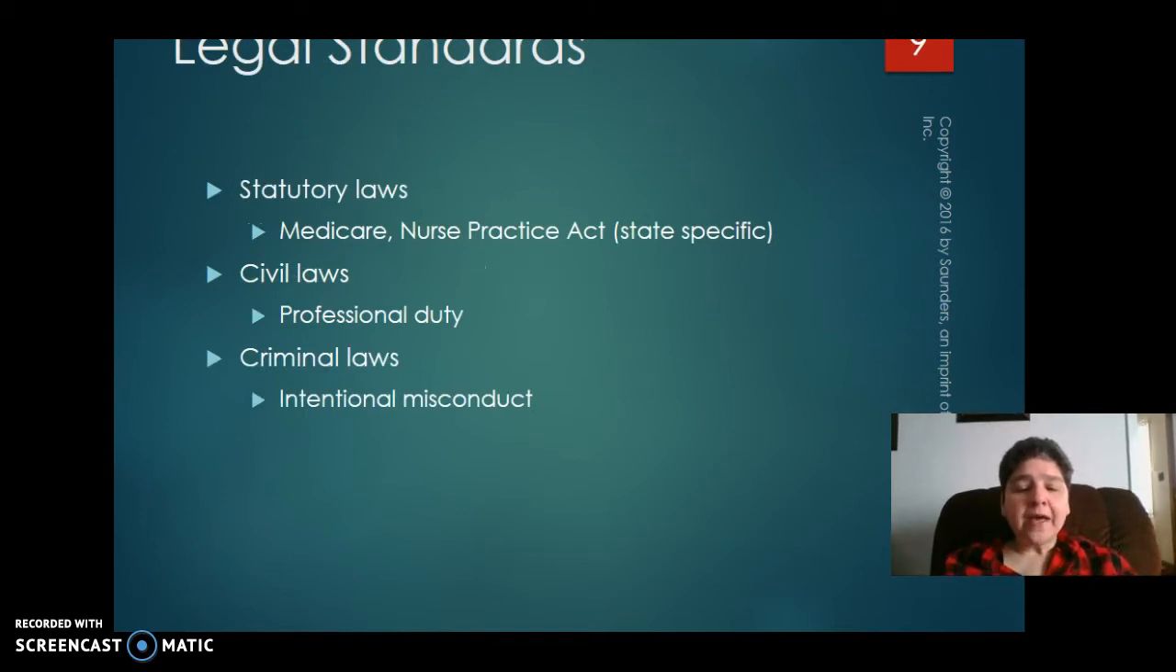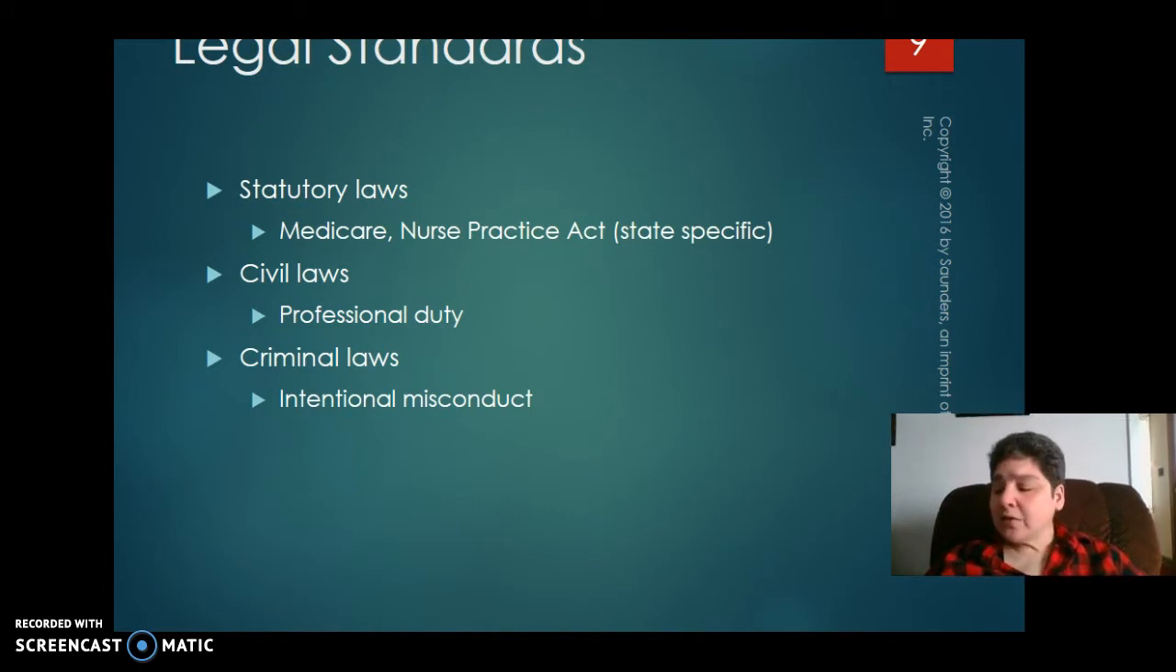Legal standards, we have different types of laws: statutory laws, civil laws, and criminal laws. Statutory laws, those are legislated laws, so they're drafted and enacted at the federal or the state level. Some specifics that deal with statutory laws are things in regards to Medicare, our Nurse Practice Act, and know that every state has their own Nurse Practice Act.